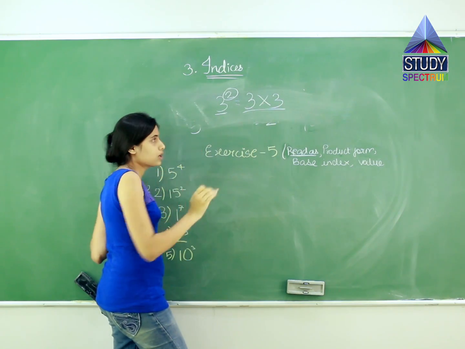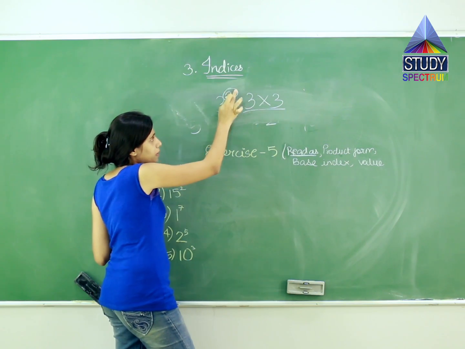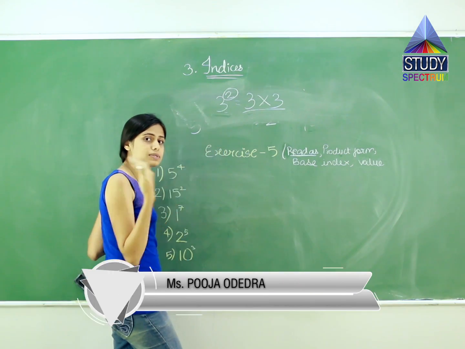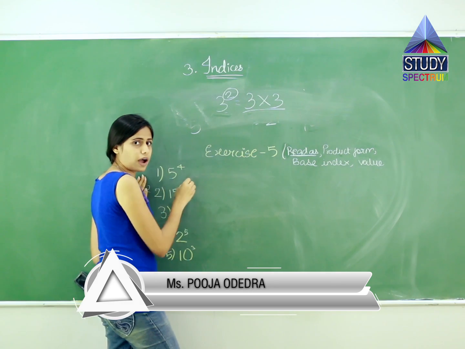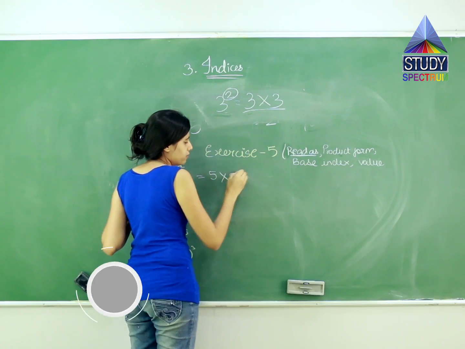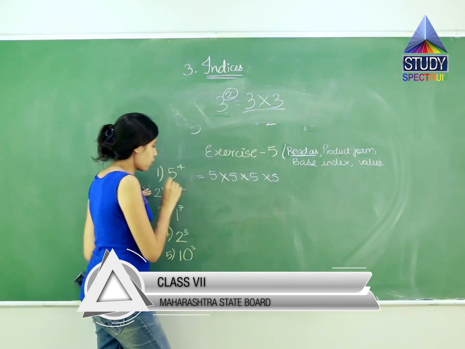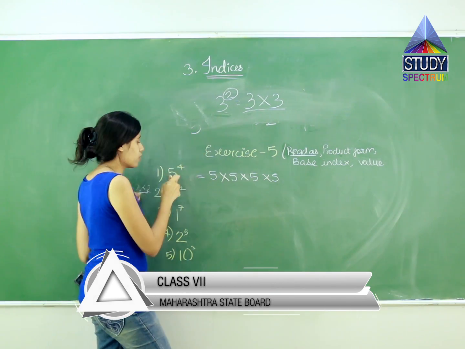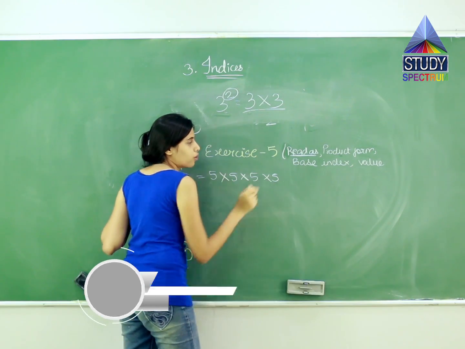Means the number given in the base has to be written, and the number given in the index form tells how many times to write it. That's it. So look over here. What is the product form of this 5 raised to 4? It is 5 into 5 into 5 into 5. Why this? Because in the base we have 5 and in the index we have 4. Means we have to write 5 four times.